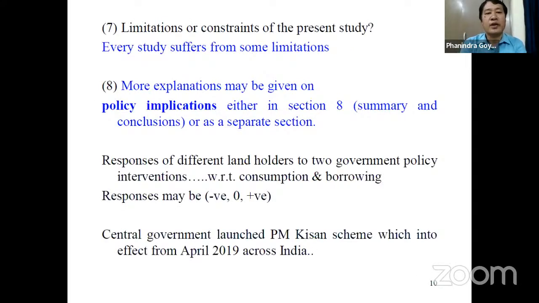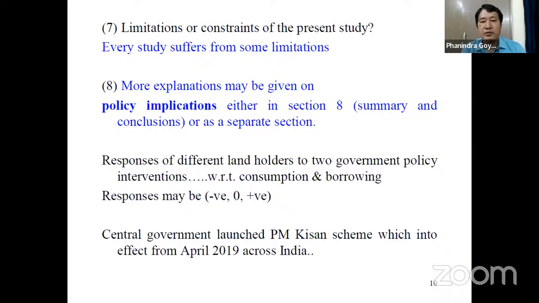Since we know every study suffers from some limitations, I think some limitations or constraints of the present study can be clearly outlined. Of course, you have mentioned future directions in the last section, which can also be given as some limitations. And since your study findings have very useful policy implications, I think you may have to strengthen this issue, policy implications. Take 2 or 3 main findings and try to analyze these policy implications.